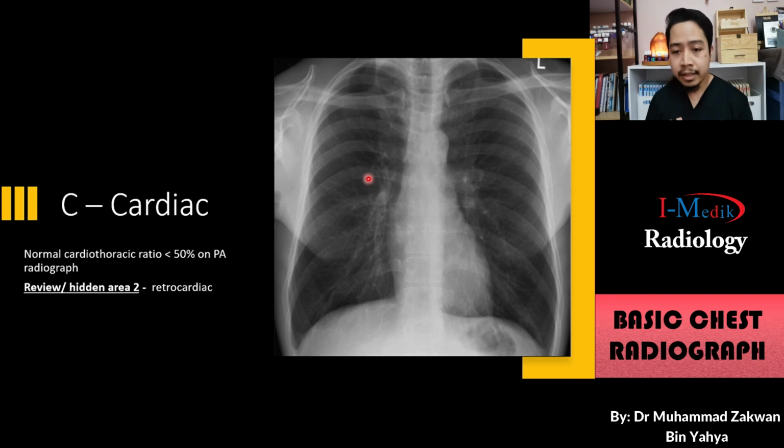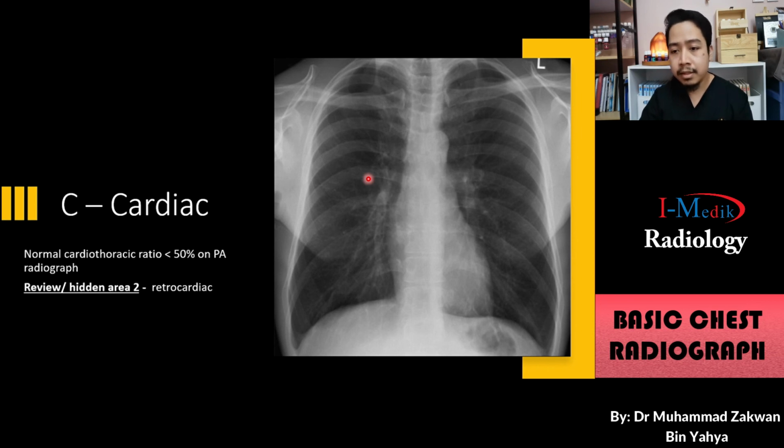The second review area is the retrocardiac region, which is posterior to the heart. Because posterior to the heart, we still have lung field. The heart only occupies the anterior mediastinum, so posterior to the heart there is still a lot of lung field. Any lesion in the retrocardiac region, we might miss it if we don't scrutinize it properly.